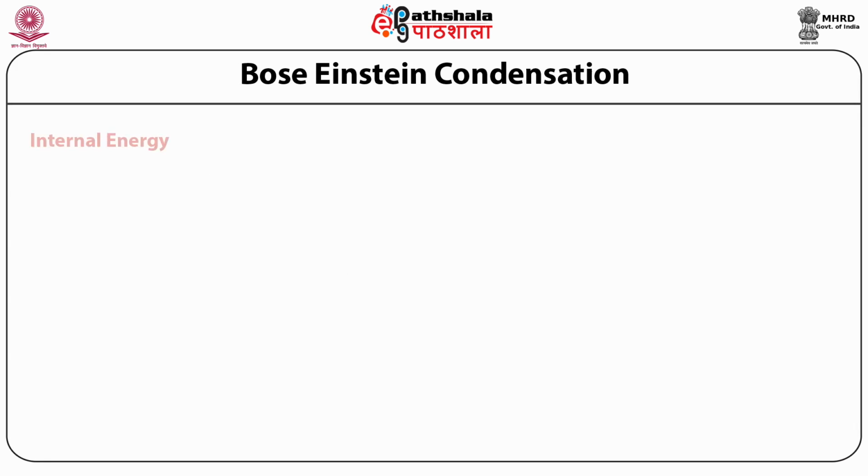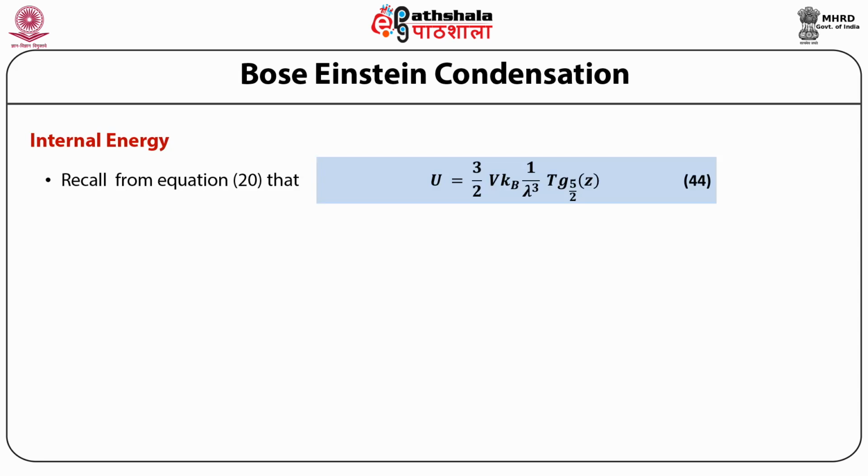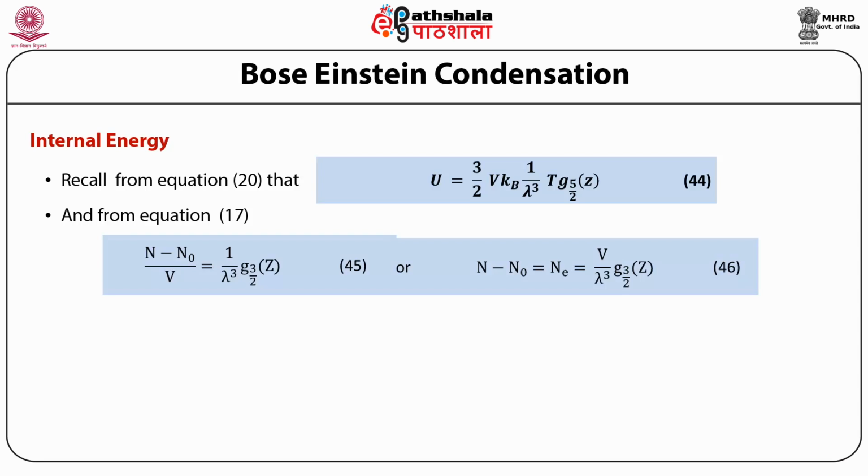Now let us calculate internal energy. Recall from equation 20 that internal energy U is equal to 3/2 V k_B (1/λ³) T times the Bose integral of order 5/2, and from equation 17, (n − n₀)/V is equal to 1/λ³ times the Bose integral of order 3/2, or n − n₀ is equal to N_e is equal to V/λ³ times the Bose integral of order 3/2, or V/λ³ is equal to N_e upon the Bose integral of order 3/2.